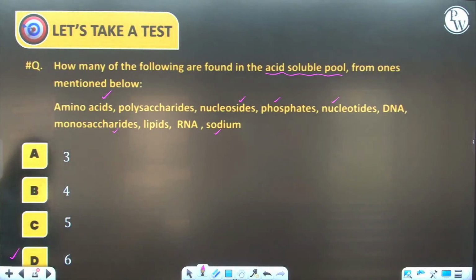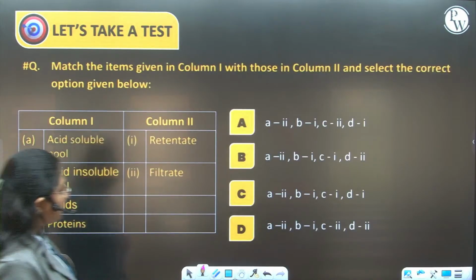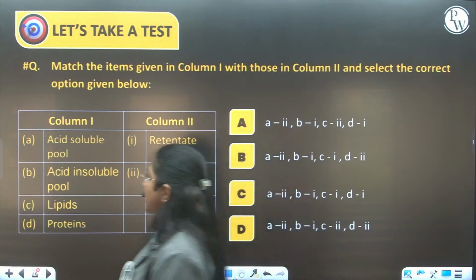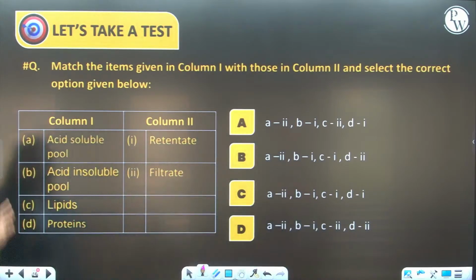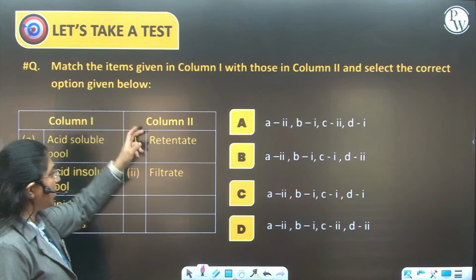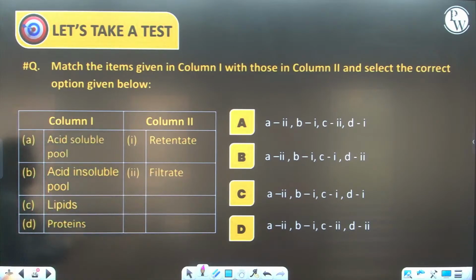Is that clear? Yeah. One more question. Let's go for it for the next 15 seconds. You have to match the columns, where on one side you have 4 options in column 1 and column 2 has 2. Try matching them.